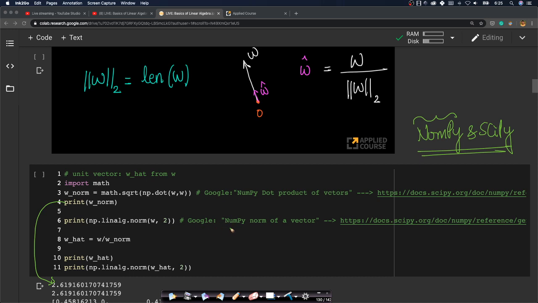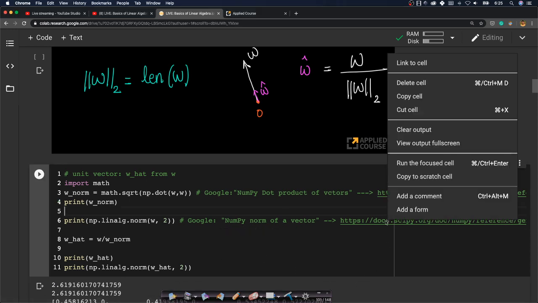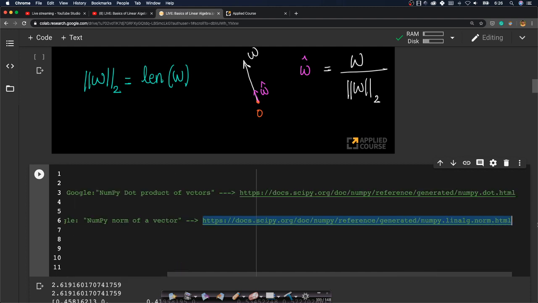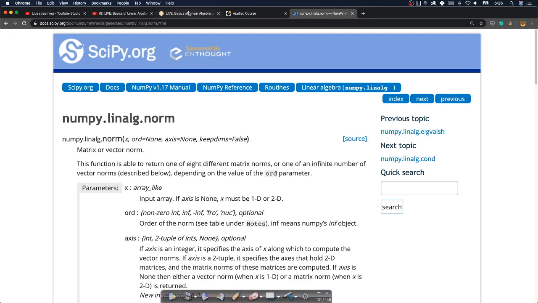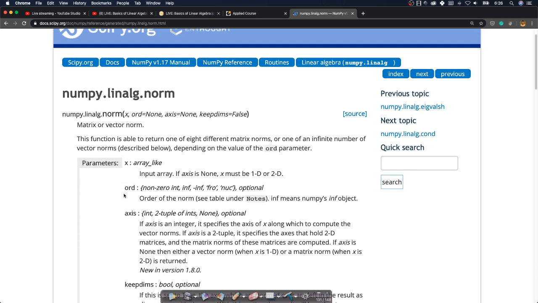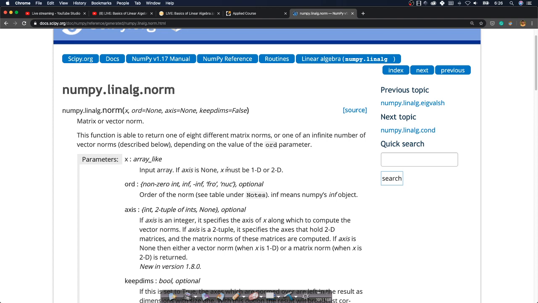Imagine if I were a beginner, okay? I would just search "numpy norm of a vector", right? So I just get this documentation. Let me just copy this. Again, you can just Google search it and you'll see all of this, right? So I read the documentation. You should always read the documentation. It says X is an array-like object.